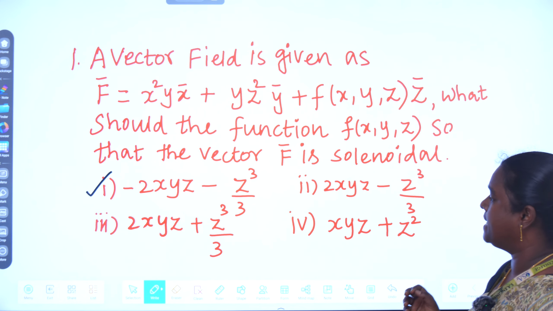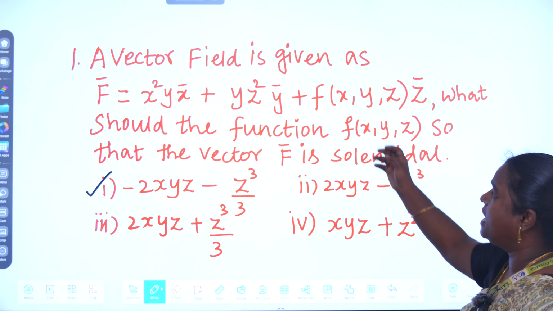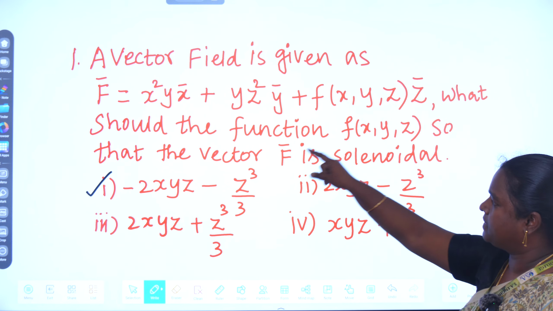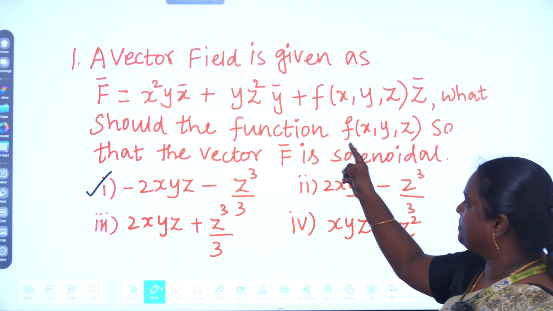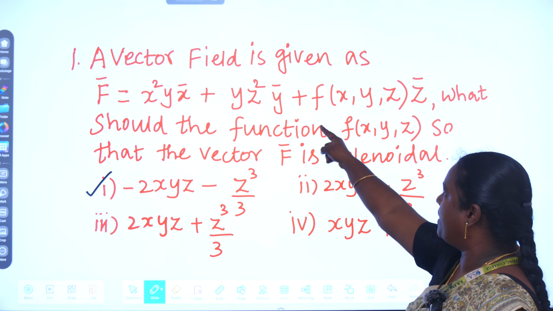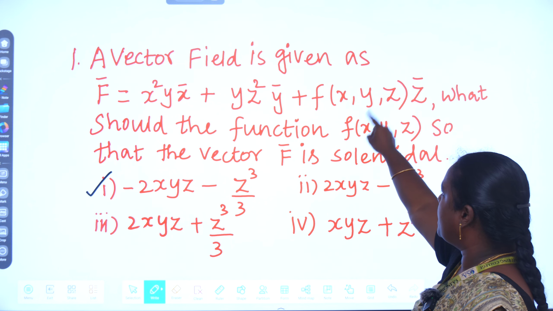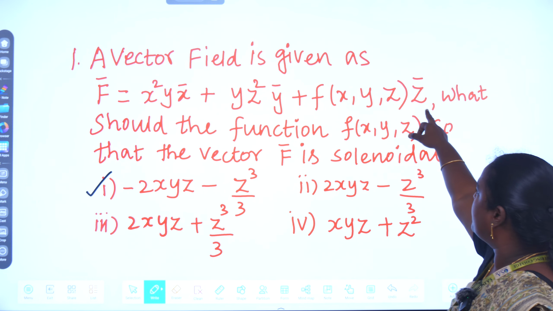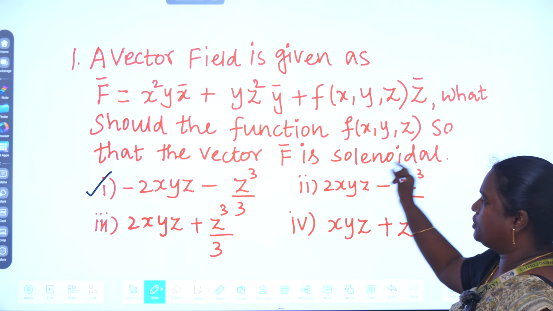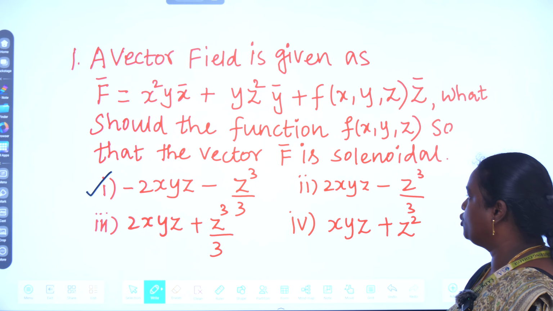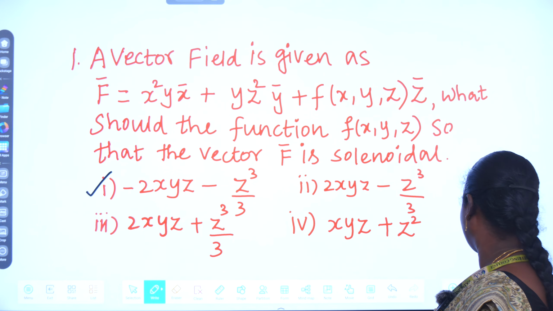And we'll move on to the next problem, a very important question. A vector field is given as the F vector equal to x square y x bar plus y z square y bar plus a function of x, y, z into z bar. What should be the function f of x, y, z so that the vector F is solenoidal? How to find whether the given F vector is solenoidal?